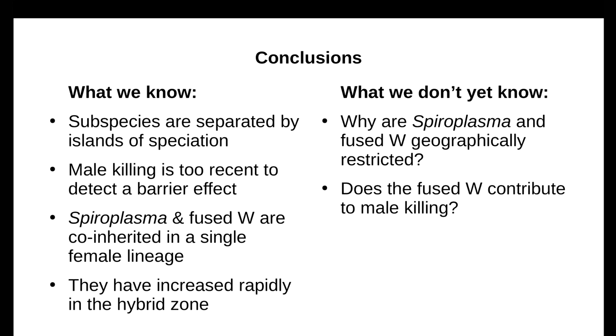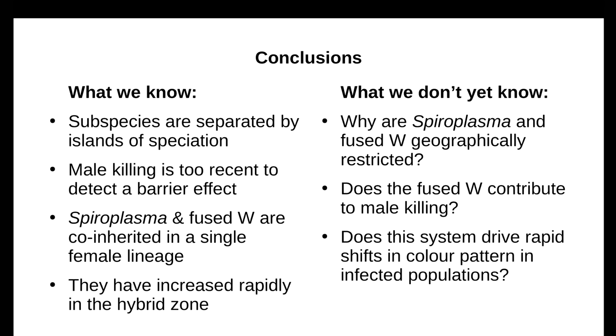We also don't know whether the partner hypothesis or the passenger hypothesis is true, so whether this fused W chromosome is actually contributing to the male killing. And we don't know, as I showed in that last slide, whether these rapid shifts in color pattern are happening. But some of these questions on the right are answerable by experiments.